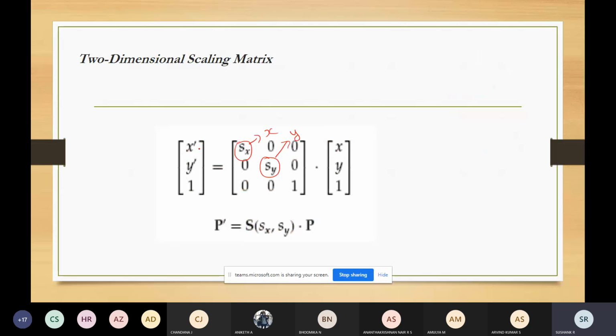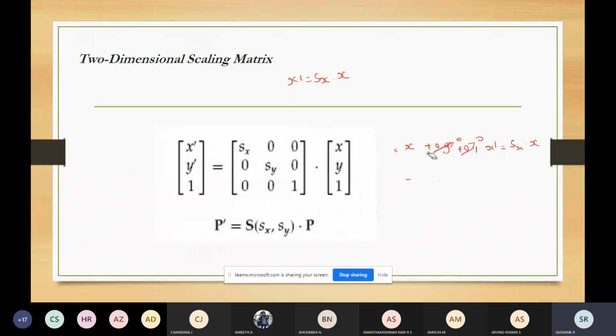So if you expand this, we know that x dash is equal to sx into x. I will just multiply this, so you'll get that. First term sx into x, 0 into y will be 0, plus 0 into 1 will be 0. So this will become 0, 0, and the output will be this one. So x dash is equal to sx into x. The same way you can write y dash also: y dash will be sy into y. So this is the same thing represented in matrix form.